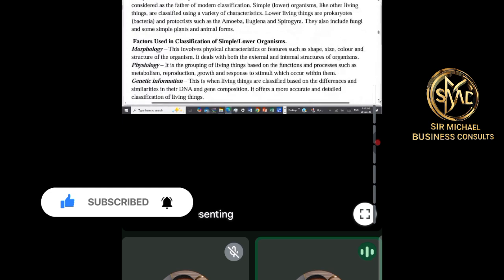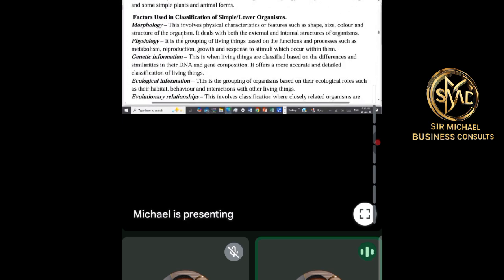Now, before we classify organisms, there are factors that we have to check before we can classify organisms. And what are those things that we would like to check?